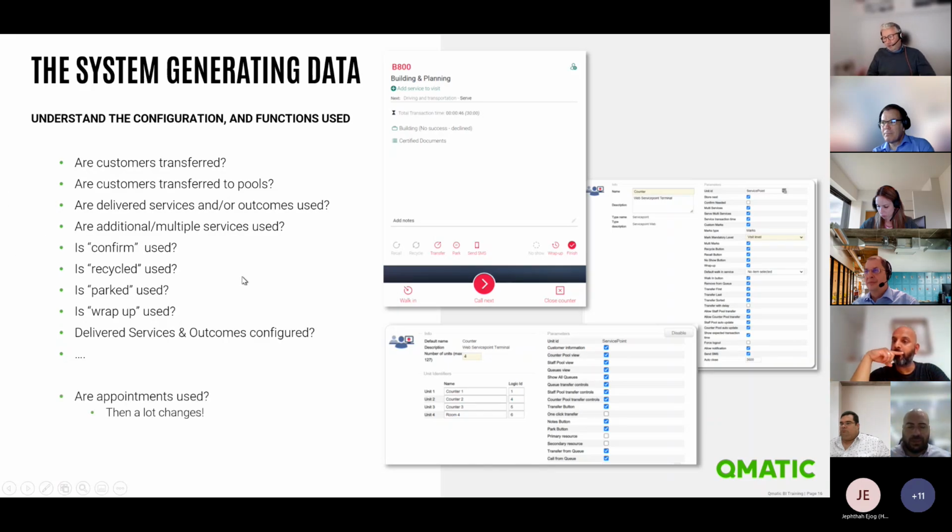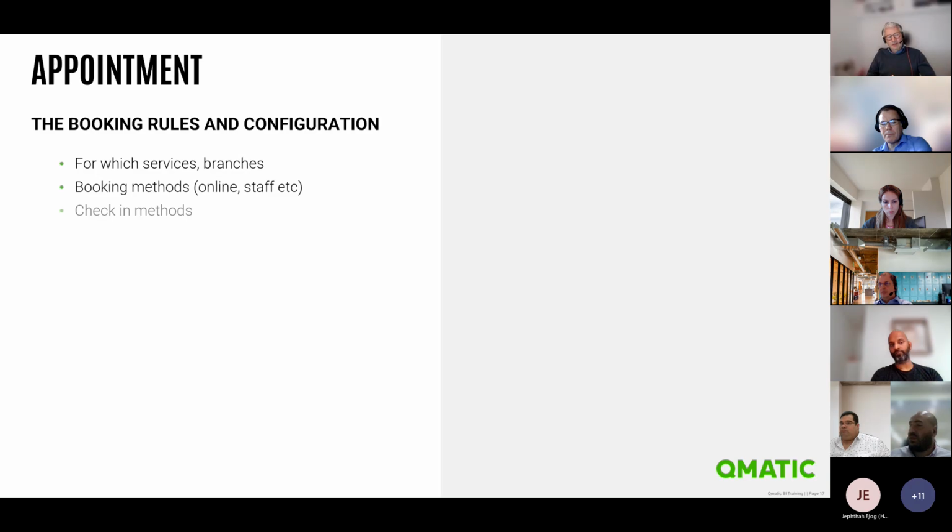And then, of course, last but not least, are appointments used? Because if your client uses appointments, then almost everything around data starts to change. Appointments is a whole other thing. It's not a queuing thing. It's not queuing theory anymore. You cannot look at data in the same way. Waiting times change because they depend on when the customer has an appointment, etc. Take that in mind. So this was a story around the system which generates the data.